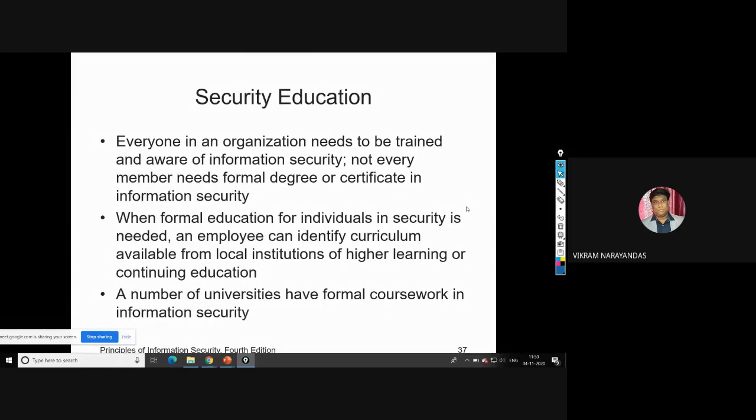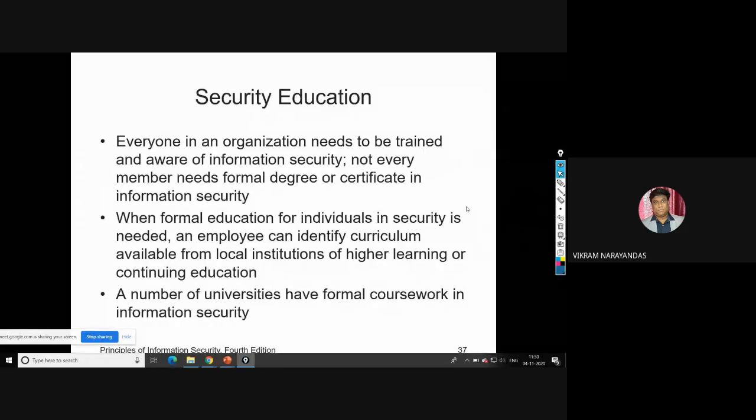So what is security education? Every employee in the organization needs to be trained and aware of information security. Not every member needs a formal degree or certificate in information security, but you need to understand the policies, the standards, and the laws in the organization, which should be followed by every employee.